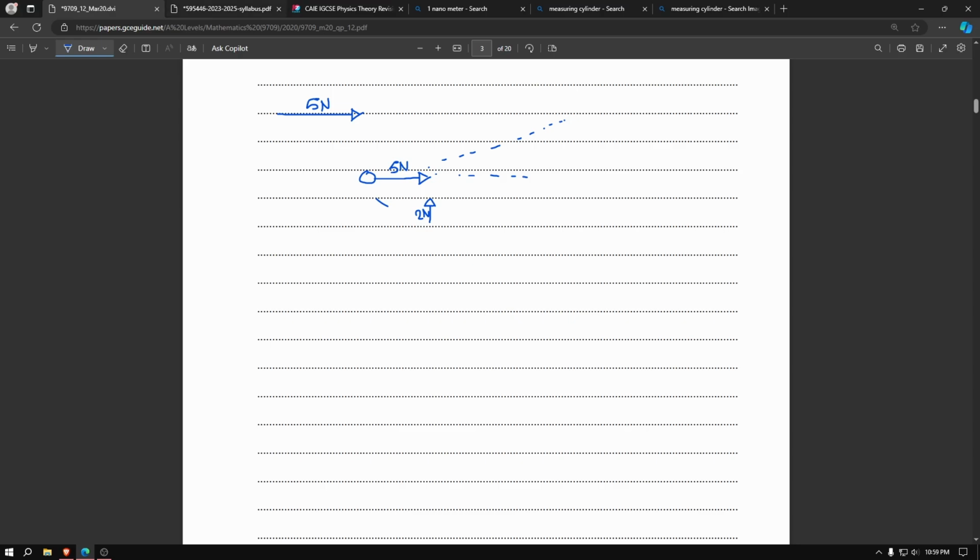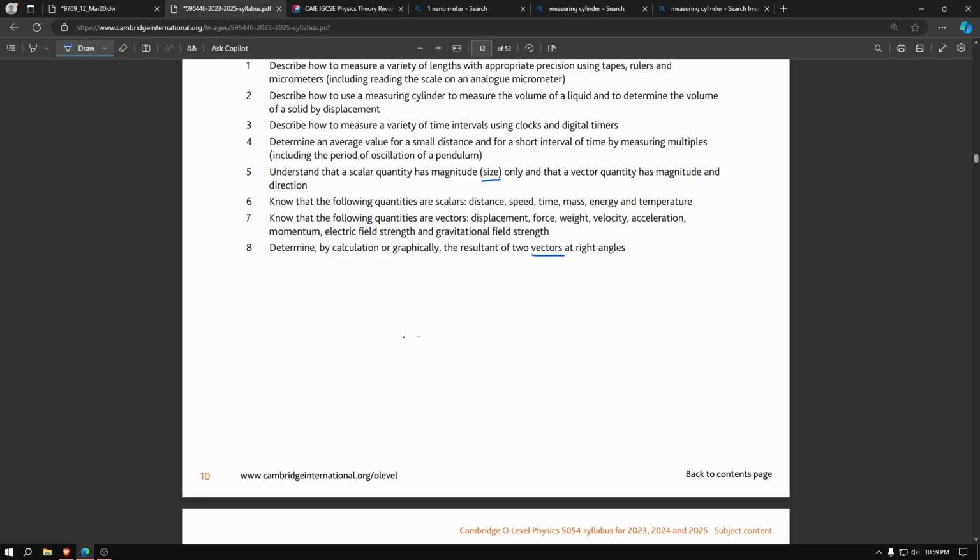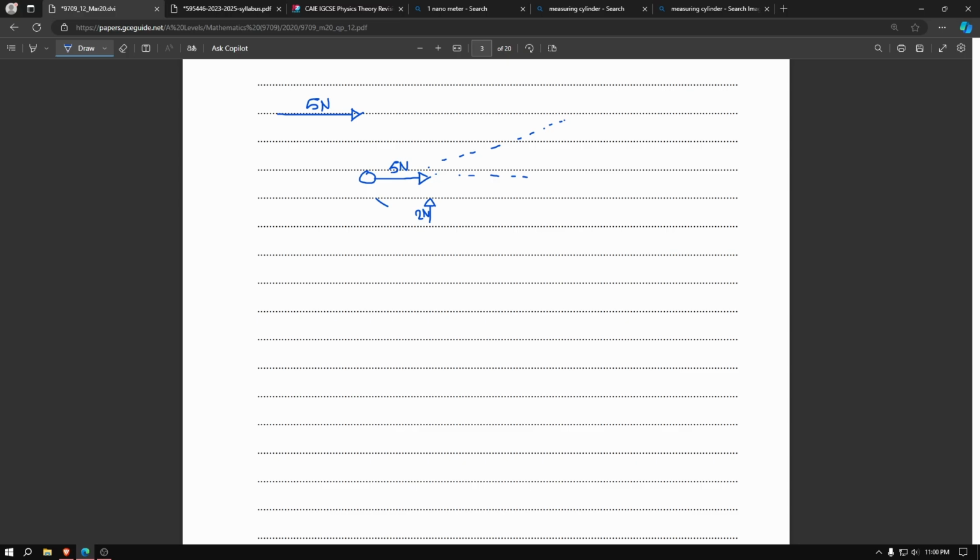So basically, now you have to represent it in some way. And the syllabus says here, by calculation or graphically, the resultant of two vectors at right angles. So right angles mentioned, and you can do this anyway by calculation or graphically. By calculation, how do you do this?